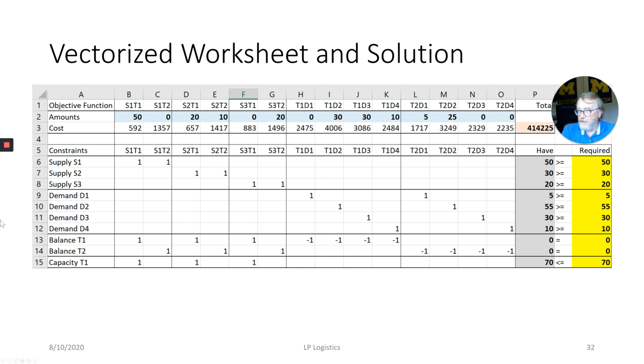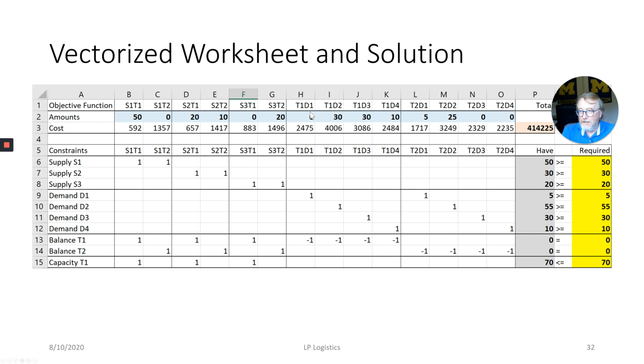Okay. And so how about the supply? Well, this is the stuff coming out of S1. It's just the sum of those two. This is coming out of S2, out of Shanghai, right? So you go 50 times that plus 0 times that. Here's 20 times that plus 10 times that to give you the 30. And here it's 0 times that and 20 times that to get you the 20.